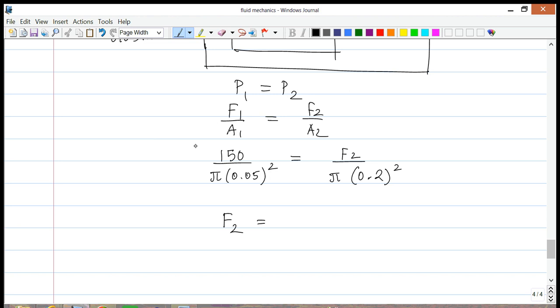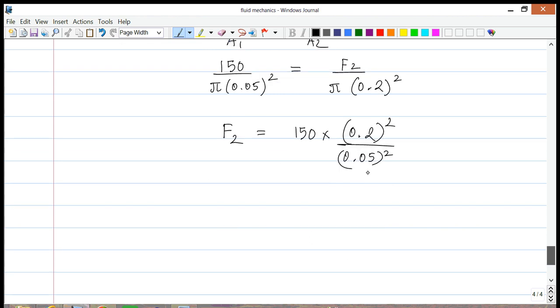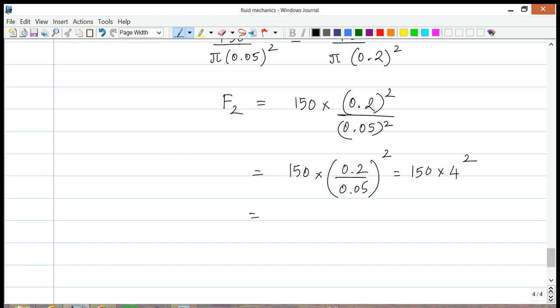You'll see this. Okay, so F2 is 150 multiplied by 0.2 squared, and then you divide it by 0.05 squared. Now if you look at this carefully, you see that the 0.2 over 0.05, I can just put them all into one parentheses and square. 0.2 is 4 times 0.05. So what I have is 150 times 4 squared. And so now we have 150 multiplied by 16 as our answer.